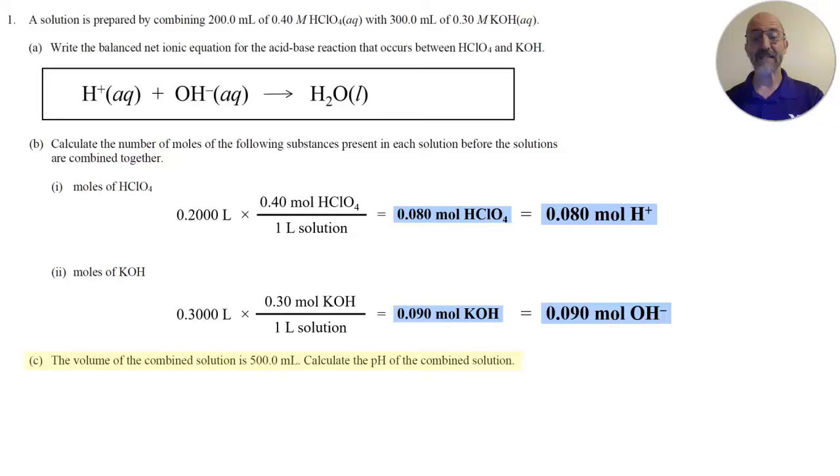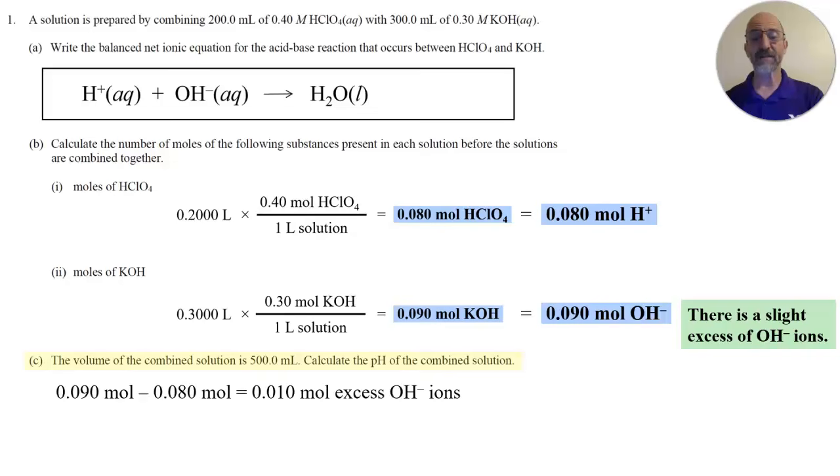Is the pH exactly 7? No, the pH is not exactly 7 because we have a slight excess of the hydroxide ions. Well, how much extra of the hydroxide ions do we have? Well, 0.09 minus 0.08 is 0.01.